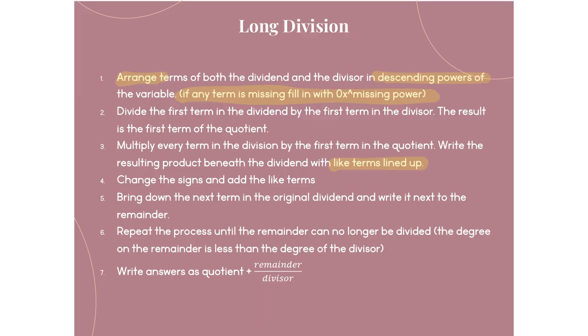Change the sign and add the like terms. Don't forget, change the sign. That's another important thing you have to remember. Bring down the next term. Okay, so it's very similar to long division. And you're just going to repeat and repeat and repeat until you're done. You might have a remainder, which is fine. Now, if there is a remainder, this is how you're writing the answer. So I'm just going to go ahead and give you an example.